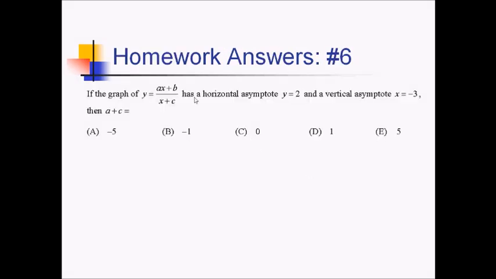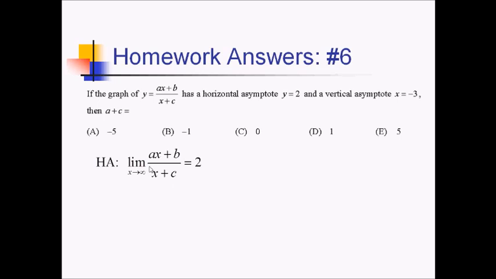For number 6, if the graph of y equals this fraction has a horizontal asymptote at y equals 2 and a vertical asymptote at x equals negative 3, what is a plus c? And we have to find out a and c based on this information. So let's start with the horizontal asymptote. When they say we have a horizontal asymptote at 2, we're essentially saying that the limit as x approaches infinity of this stuff equals 2. And also possibly x approaching negative infinity. We'll try infinity first, though, and see what happens.